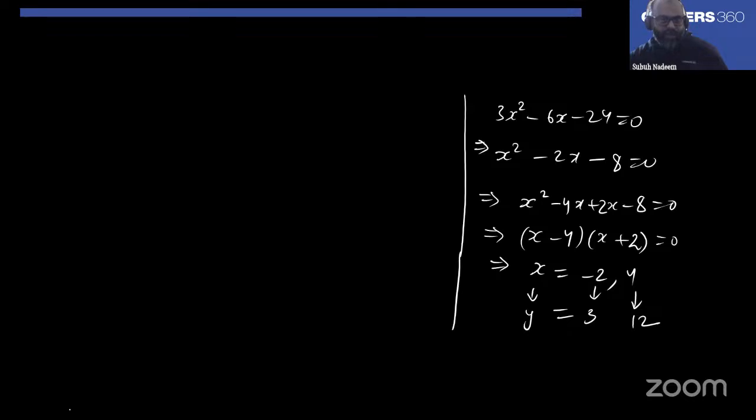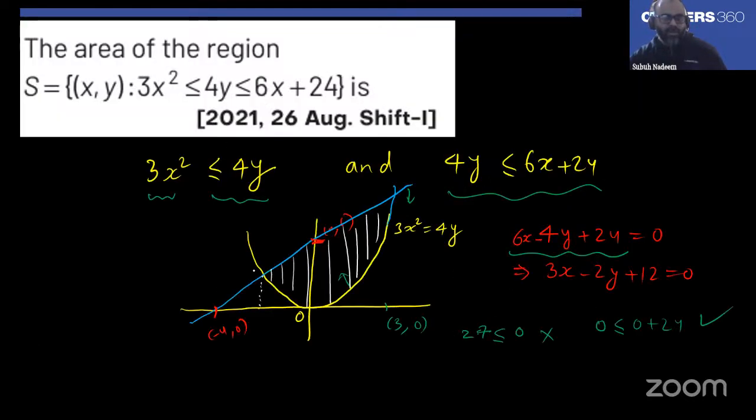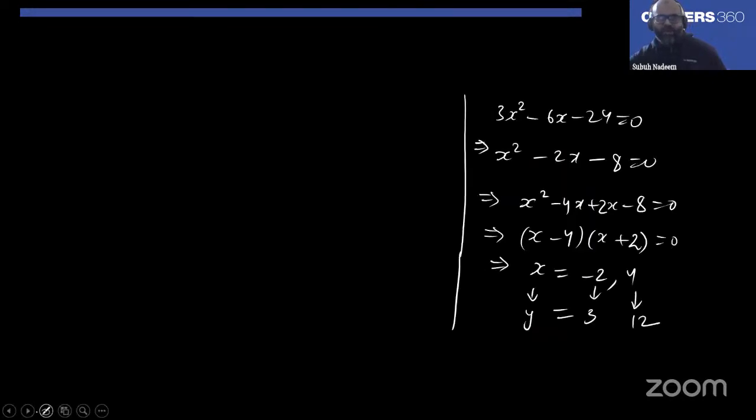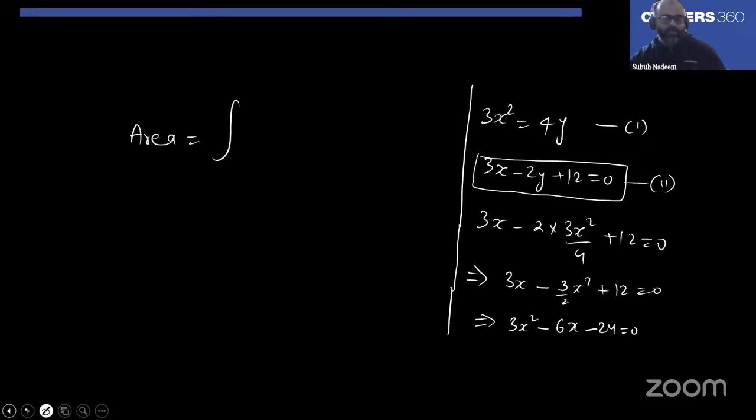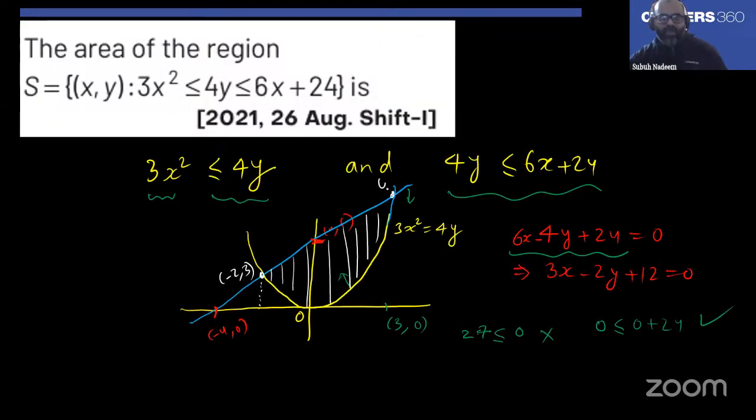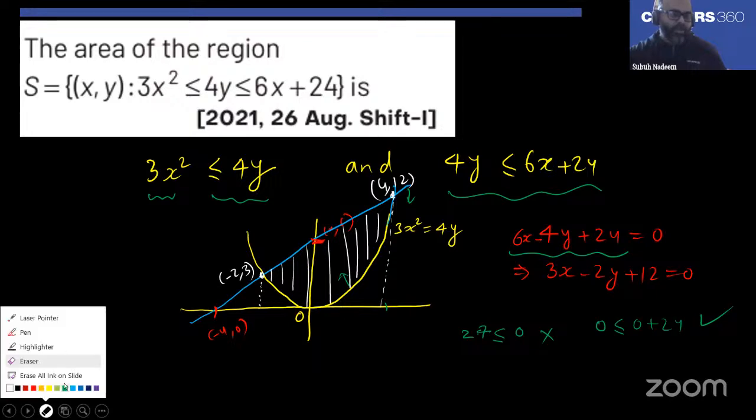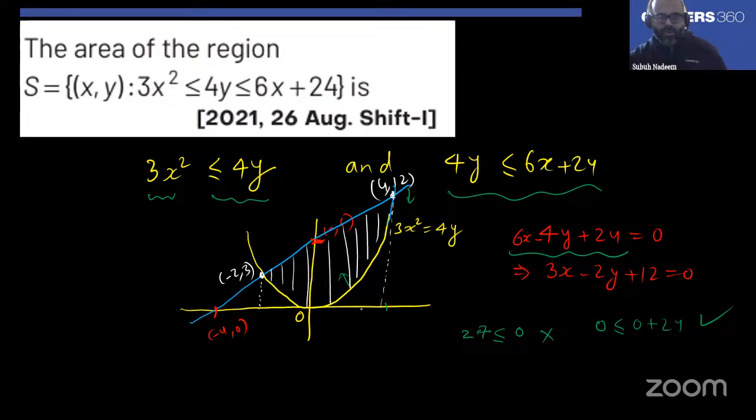So one point is -2, 3. This point here is -2, 3. And another point of intersection is 4, 12. So this other point is 4, 12. This one, 3, 0, we take randomly. So we can take it here also. 3, 0 will be here, because this is 4, 2.